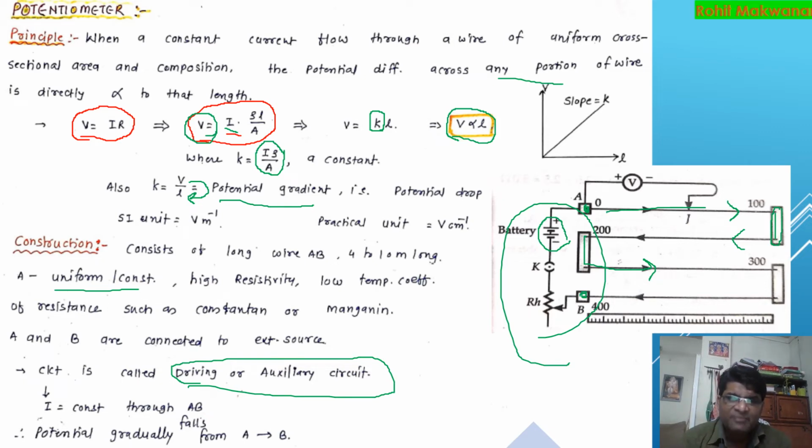Is that clear? So constant current is flowing through this circuit, and therefore potential gradually falls from A to B. Well, how does potential fall from A to B? As you go from A to B, how is it decreasing as the constant current is flowing through it? Try to find it out, and you can write the answer in the comment box there.